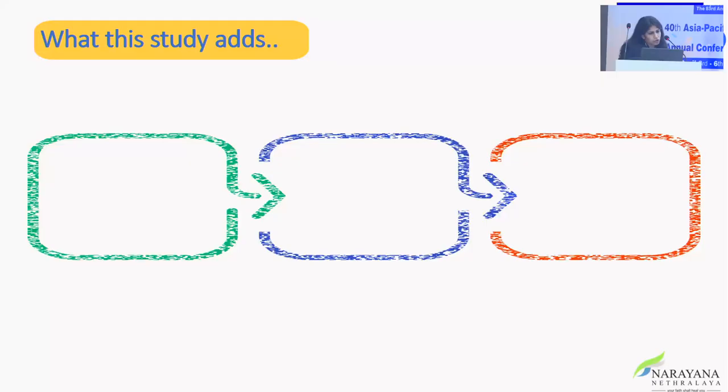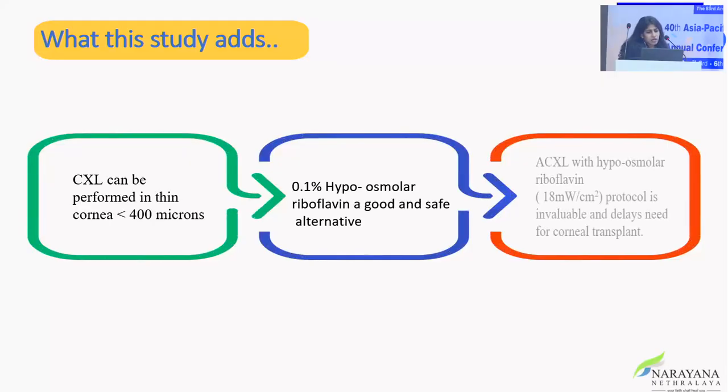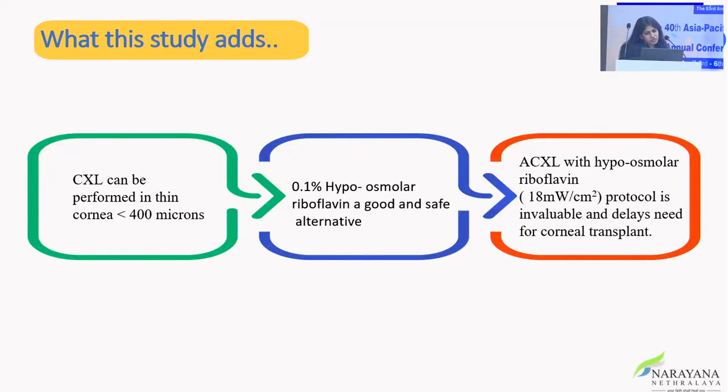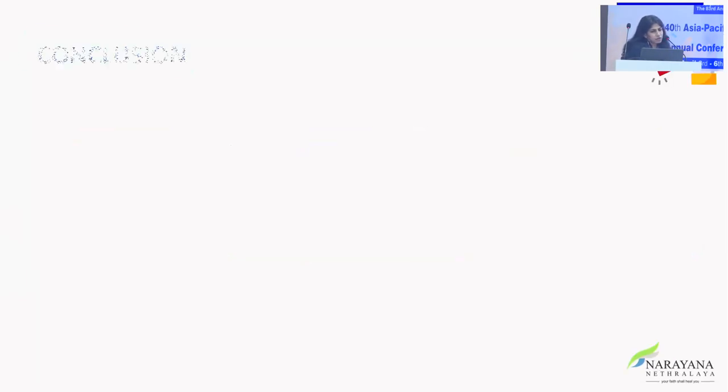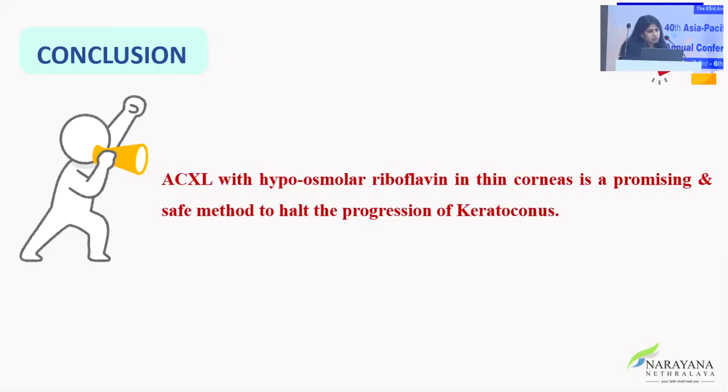Various alternative treatments are available, but they have their own limitations. However, in our study, we didn't see any complications with hypoosmolar riboflavin using the 18 milliwatt per centimeter square protocol. Hence, ACXL with hypoosmolar riboflavin 18 milliwatt per centimeter square protocol is invaluable and delays the need for corneal transplantation.